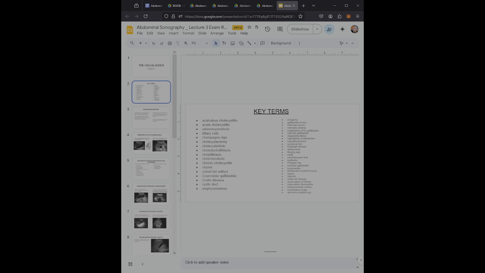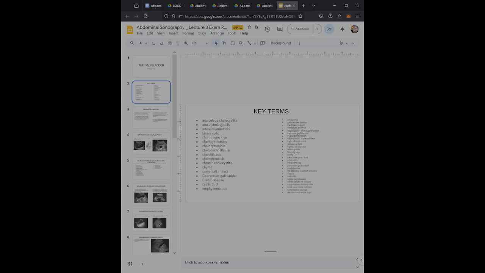Choledocholithiasis, this is a gallstone in the biliary tree. Cholelithiasis, also a gallstone. Cholesterolosis, this is a condition that results from a disturbance of cholesterol metabolism, and there's an accumulation of cholesterol, typically within a focal region of the gallbladder wall. And the sign we use in cases of cholesterolosis is a strawberry gallbladder. Chronic cholecystitis, this is cholecystitis that results from the intermittent obstruction of the cystic duct by gallstones.